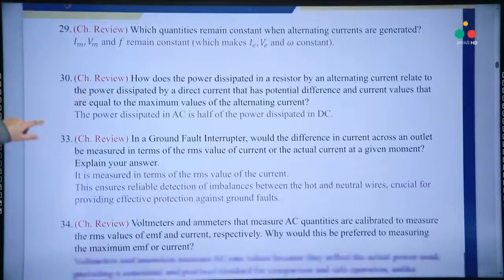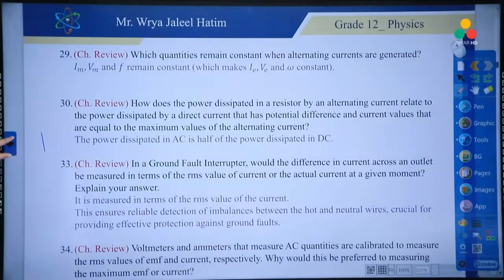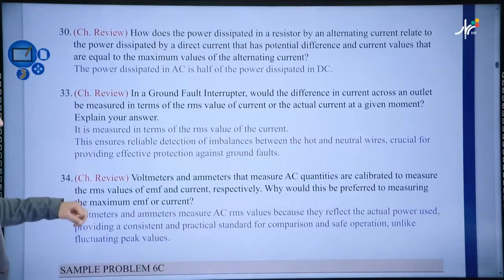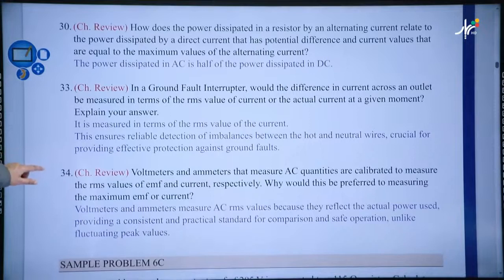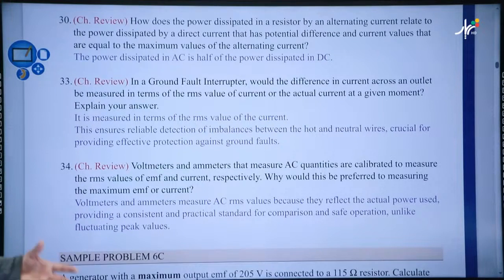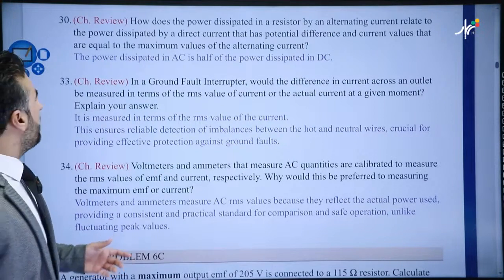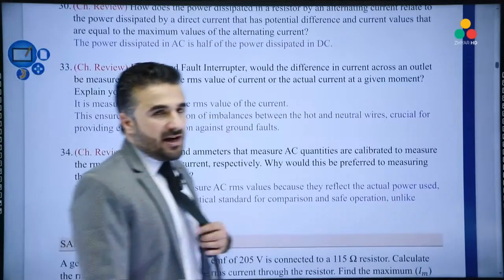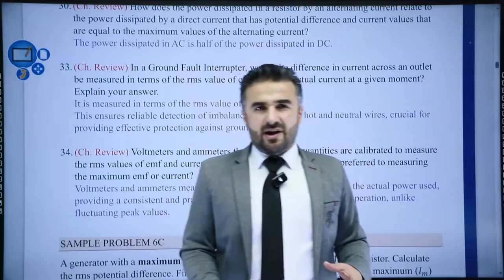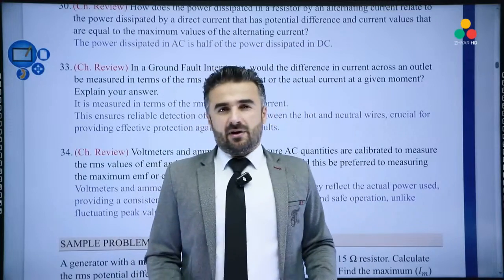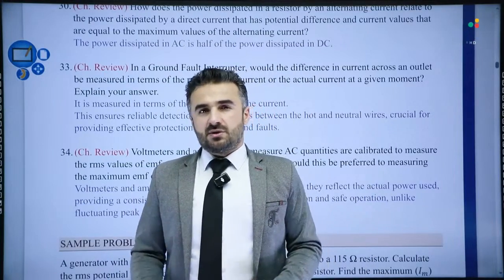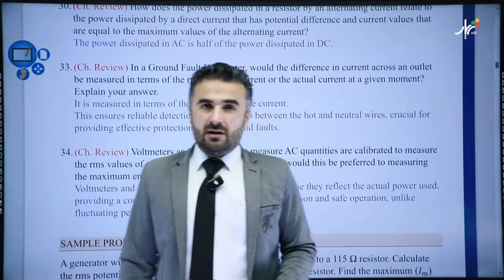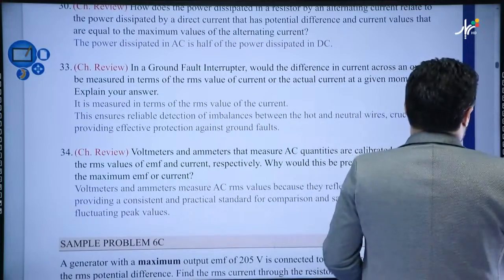All right, moving forward. There's another question here, which says, how does the power dissipated in a resistor by an alternating current relate to the power dissipated by a direct current that has potential difference and current values equal to the maximum values of the alternating current? We've mentioned that the power dissipated by the AC source is going to be half of the power dissipated by the direct current when they are at maximum.